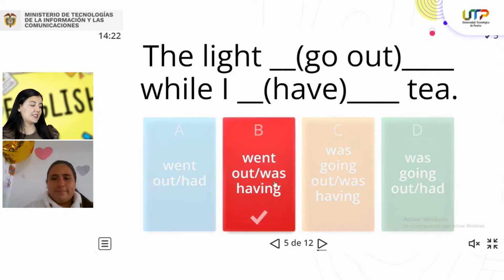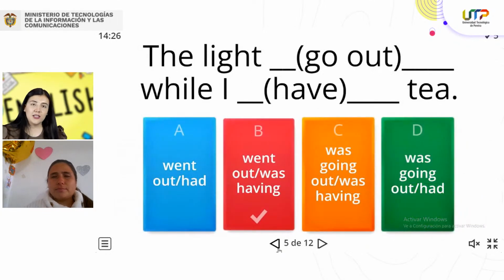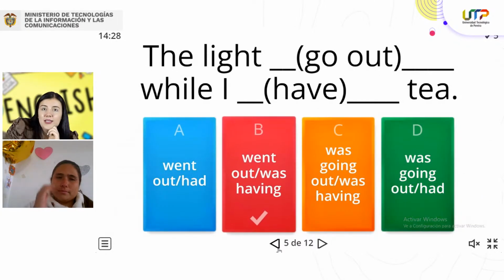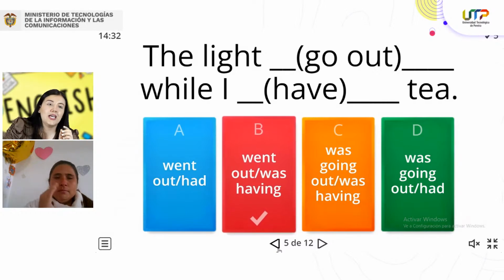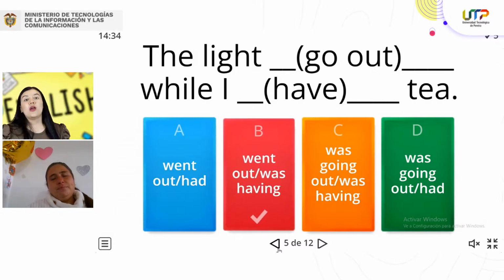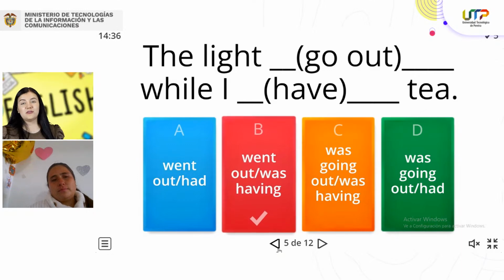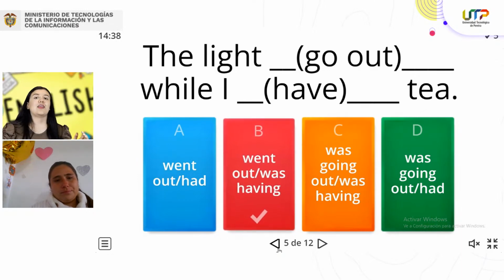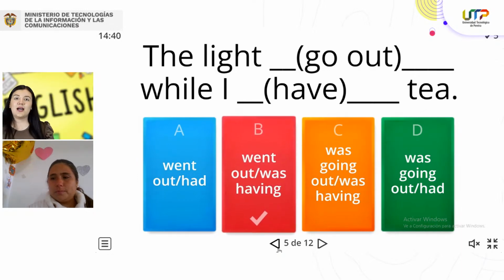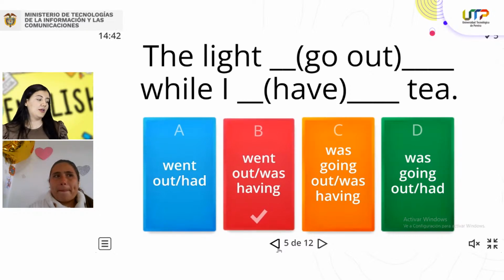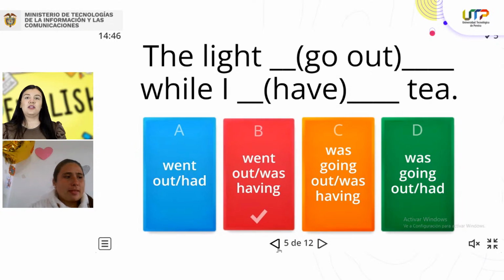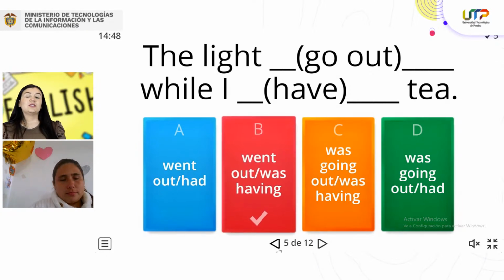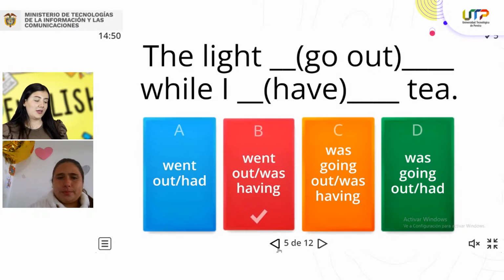Muy bien, esa sí tiene sentido. ¿Por qué? ¿Qué era lo que estaba sucediendo? Yo estaba tomando el té y se fue la luz. Entonces la interrupción, in this case, is the light went out. Yeah, that is the interruption. Y recuerden que la interrupción debe estar en pasado simple. O sea que no puede ser la A, porque miren que tiene ambas acciones en pasado continuo. So we need to be very careful about that.